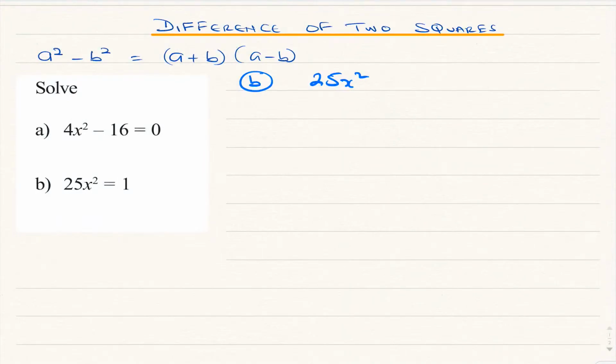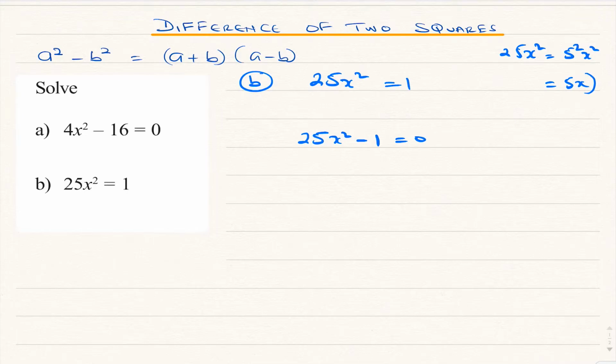25x squared equals 1. We need to take away 1 from both sides. So I get 25x squared minus 1 equal to 0. Now, 25x squared is 5 squared x squared, and that gives us 5x squared. 1 is actually equal to 1 squared. So now I can write 5x squared minus 1 squared, that equal to 0.